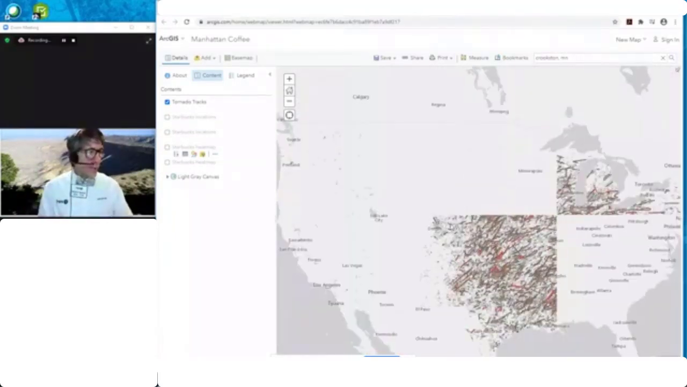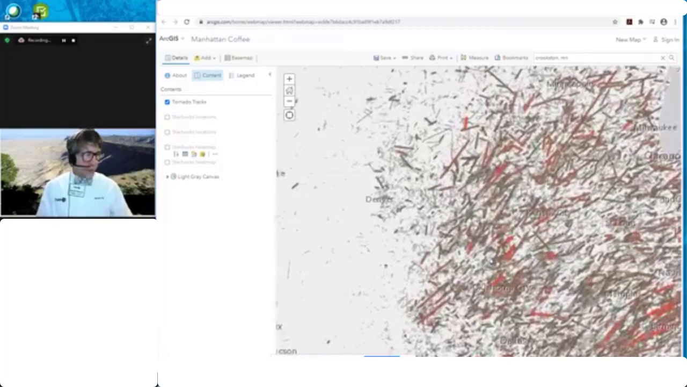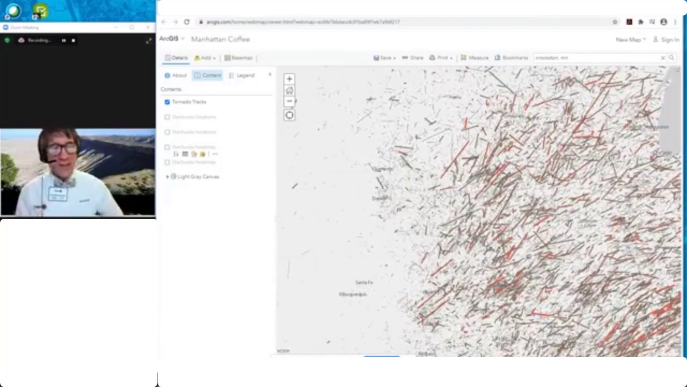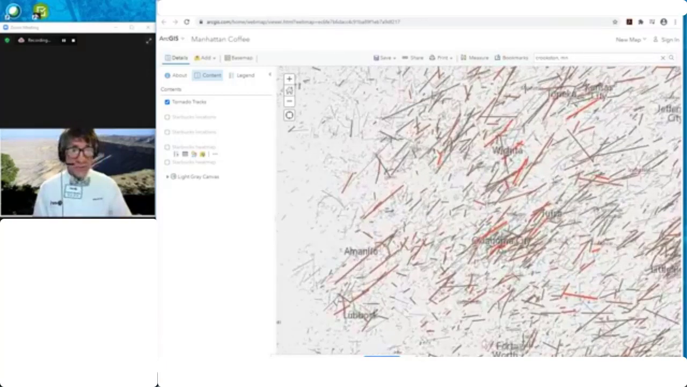What are tornado patterns like related to elevation, to proximity to coasts, to latitude, to altitude? Those are the kinds of things we can explore here. Where do we see clustering and where do we not? As you probably suspected, in south central Oklahoma, there's quite a bit of clustering there.